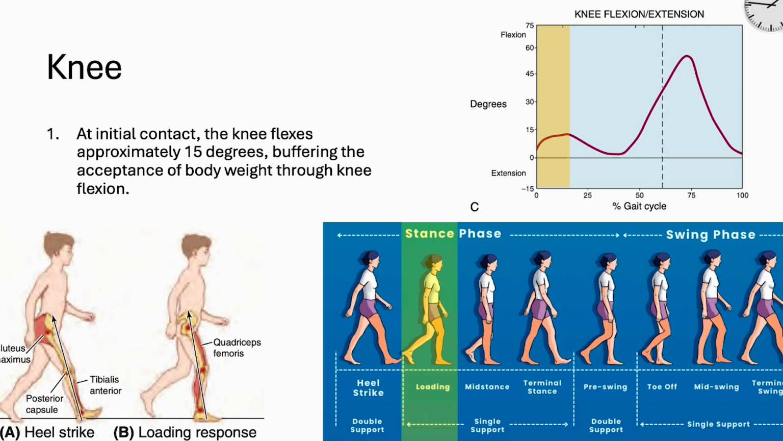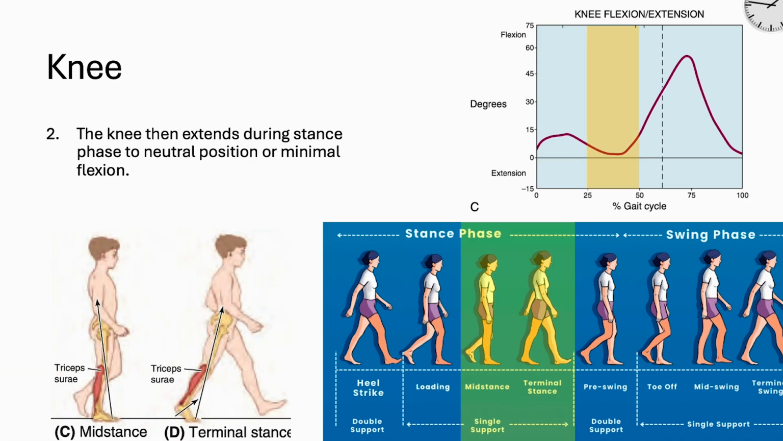At initial contact, the knee flexes approximately 15 degrees during loading response, buffering the acceptance of body weight through knee flexion. The quadriceps femoris contracts eccentrically to control this knee flexion. The knee then extends during the stance phase to a neutral position or minimal flexion. This extension is produced by the concentric contraction of the gastrocnemius soleus muscles, particularly the soleus, which is responsible for the knee extension ankle plantar flexion couple during push-off.